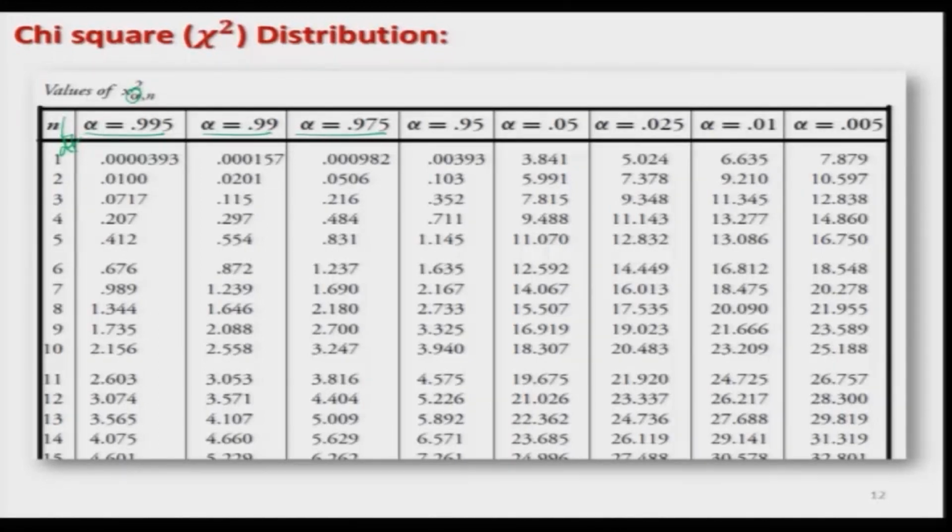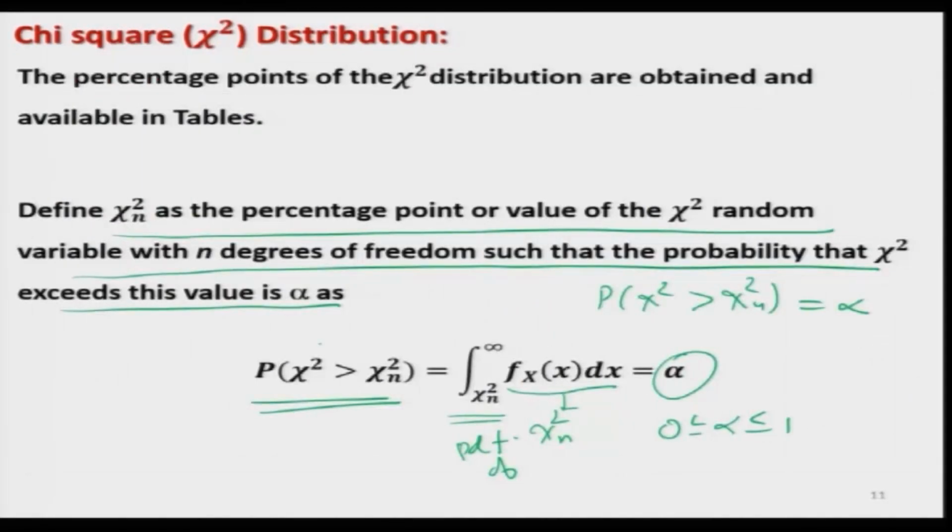For example, if you want to know the value of chi-square with 5 degrees of freedom and alpha equal to 0.995, you have to look here: this is the 5 degrees of freedom, this is alpha equal to 0.995, and corresponding to this you can see the value 0.412. So, what is this value? This is this value here.